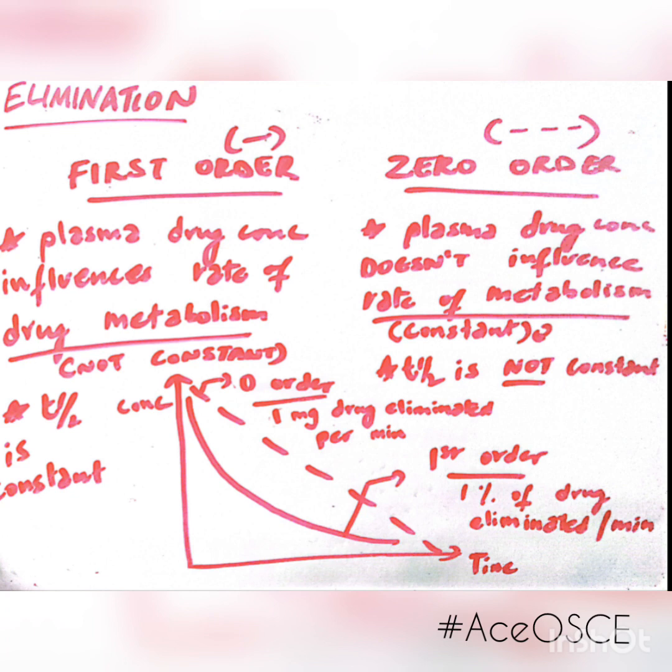I've tried to illustrate the difference between the two order kinetics by showing a graph between concentration and time. If you see the solid line, that represents first order, and the dotted line represents the zero order, which is a straight line. In terms of zero order, for example, 1 mg of the medication is eliminated per minute. However, in the first order, it's 1% of the drug that is eliminated per minute. So I just wanted to give you guys a quick example as to what the difference between the two is.